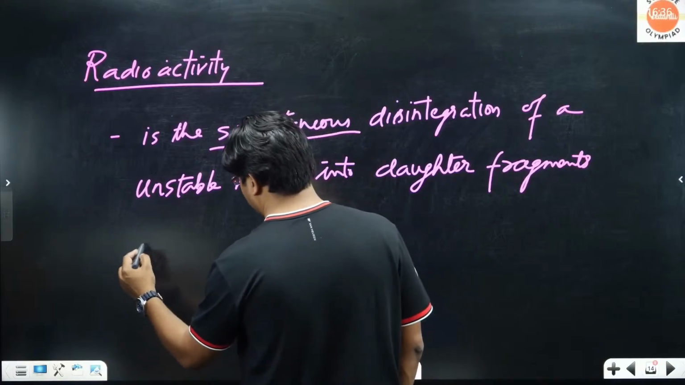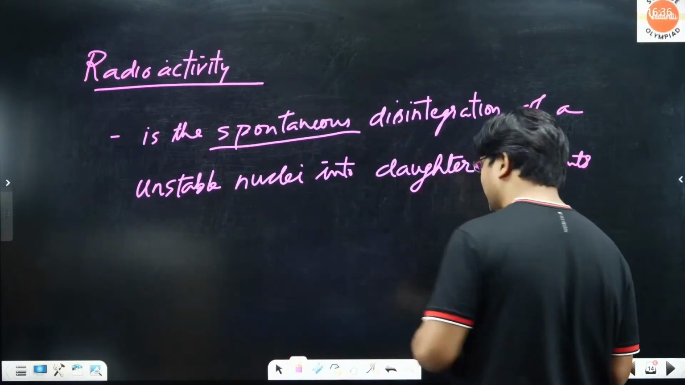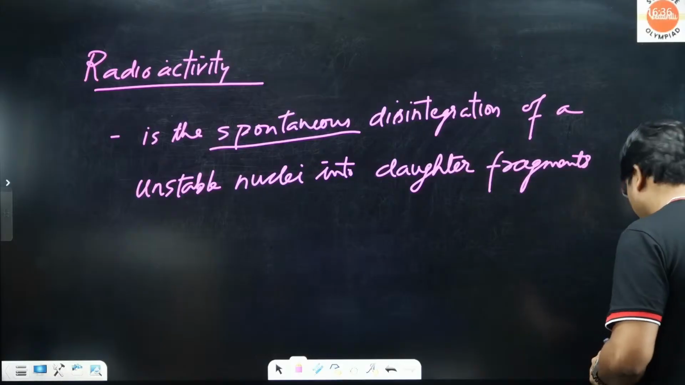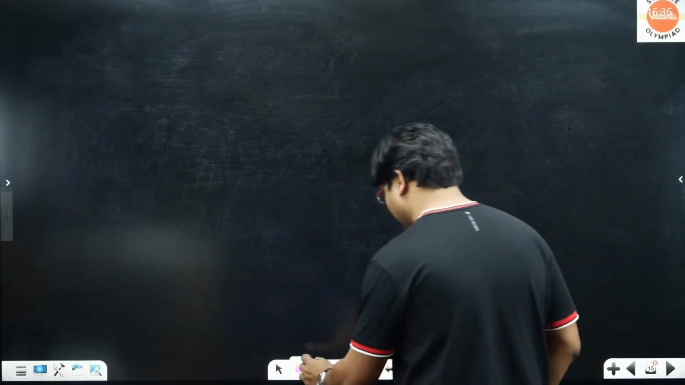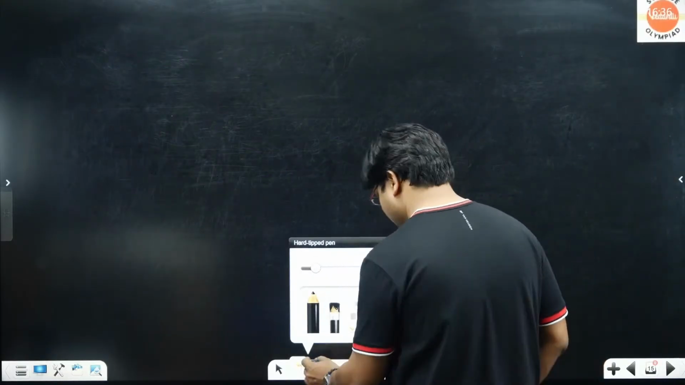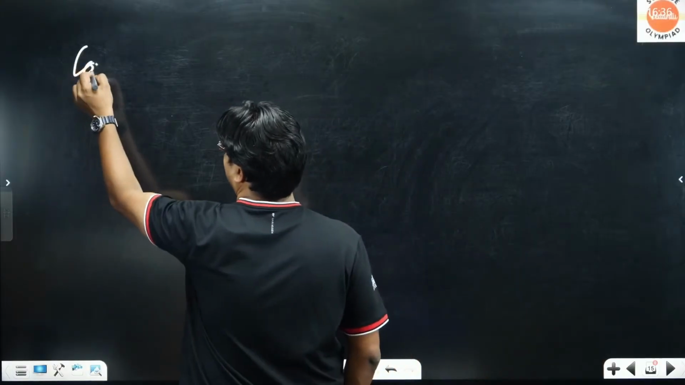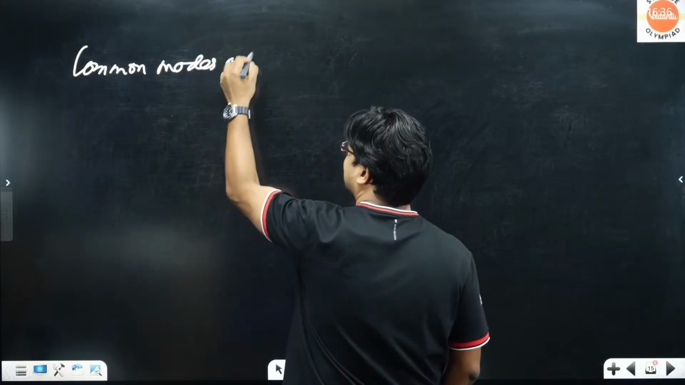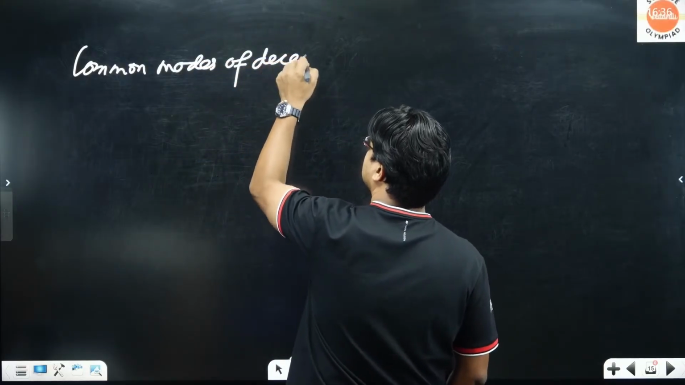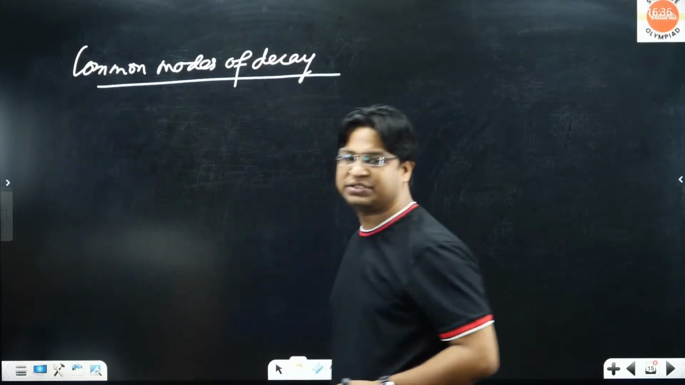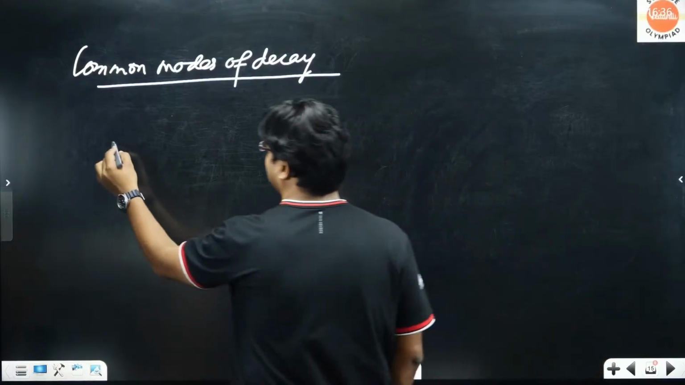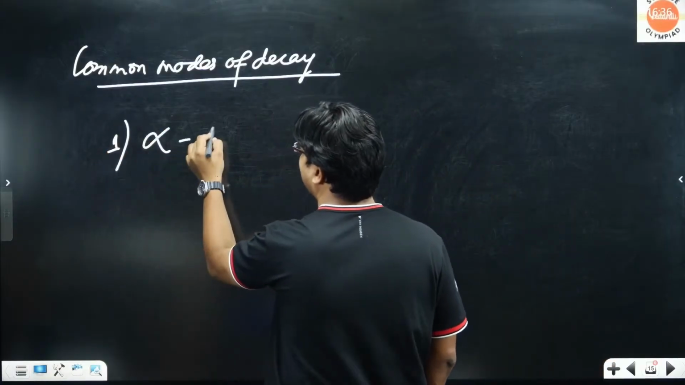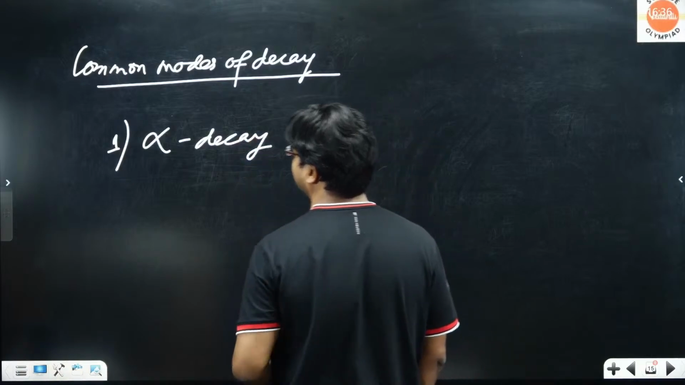So what is the activity of a radioactive sample? But before I talk about activity, let me talk about the common modes of decay. The most common reactions that we see. The first one is alpha decay.